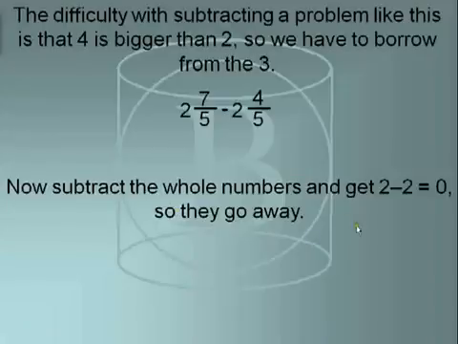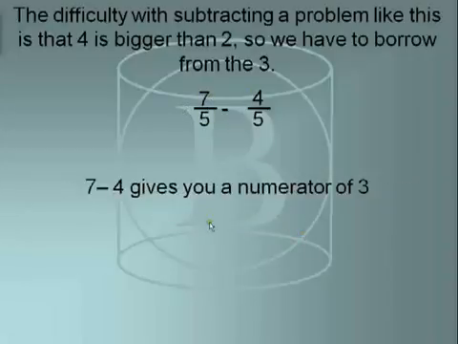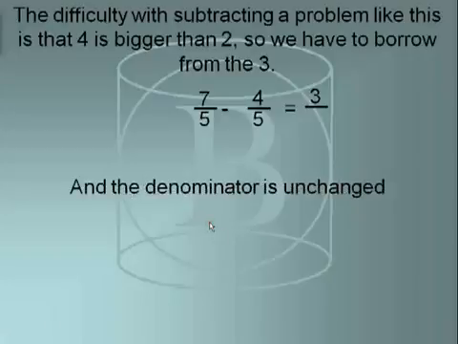Now I can go ahead and subtract the whole numbers. 2 minus 2 is 0, so my whole numbers are gone. And then I have 7 minus 4 is 3, so that gives me 3. And my denominator is unchanged, so it's 3 over 5.